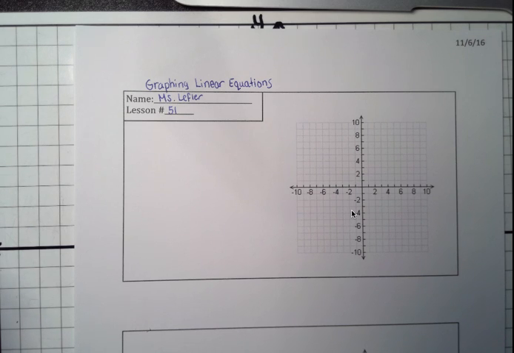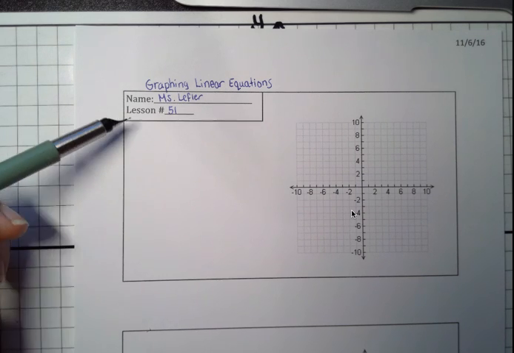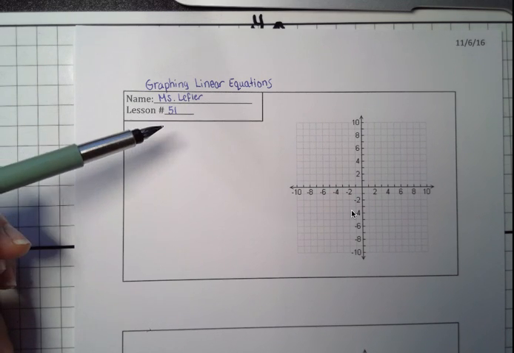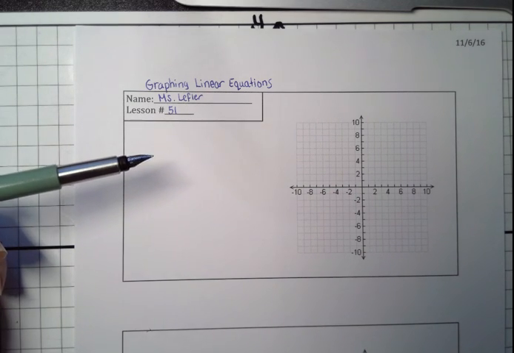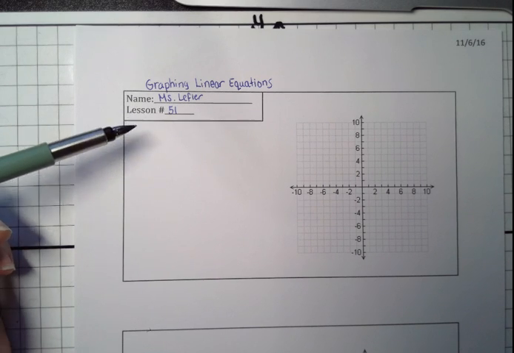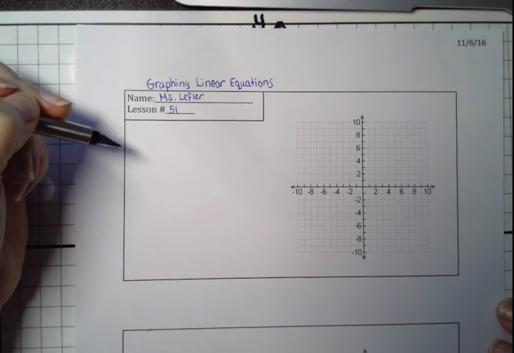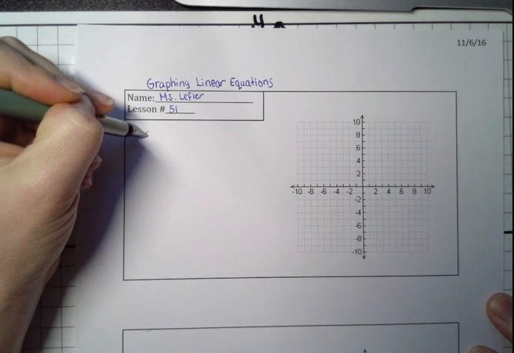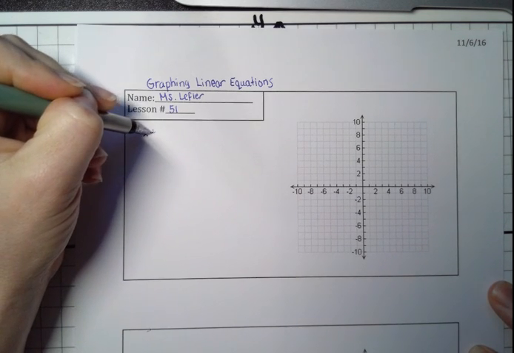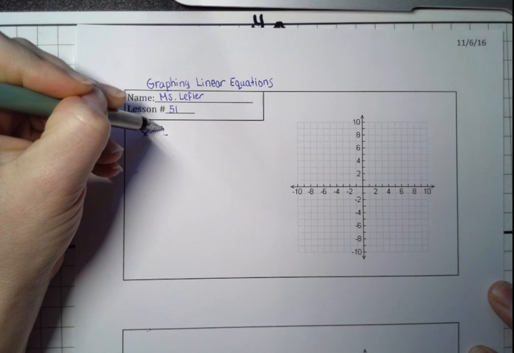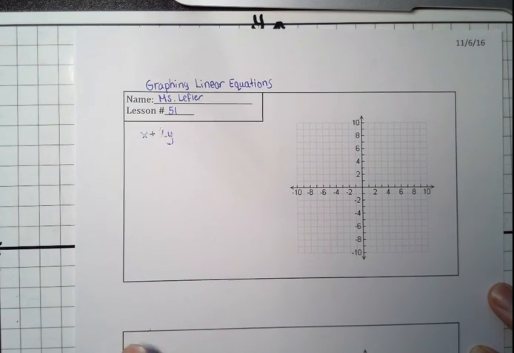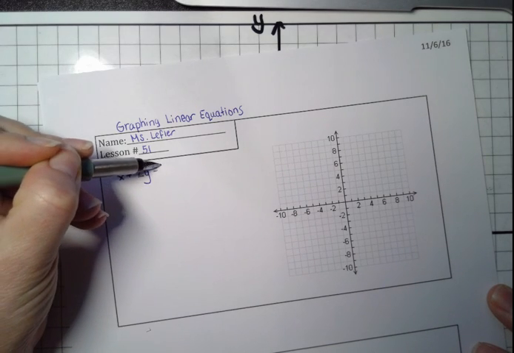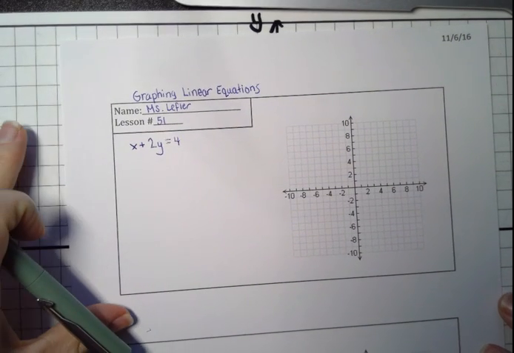Hi, this is Miss Loeffler, and today we're going to do lesson 51 in Algebra 1, and it's about graphing linear equations. So we already started to sort of do this in the previous lesson, but let's start with a polynomial equation like this. If I have the equation x plus 2y equals 4.